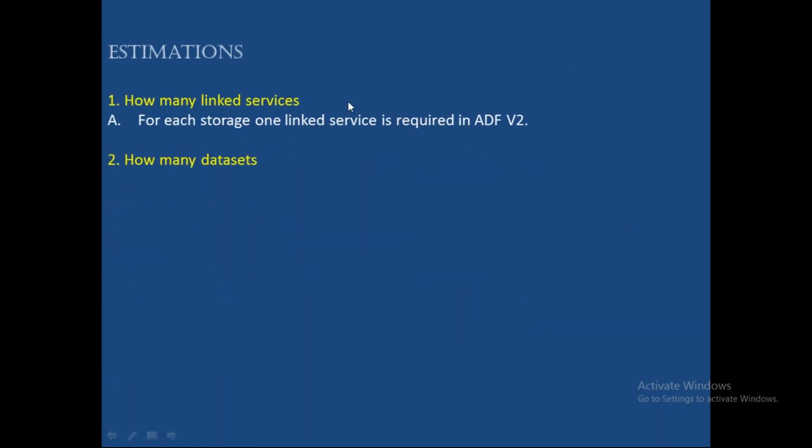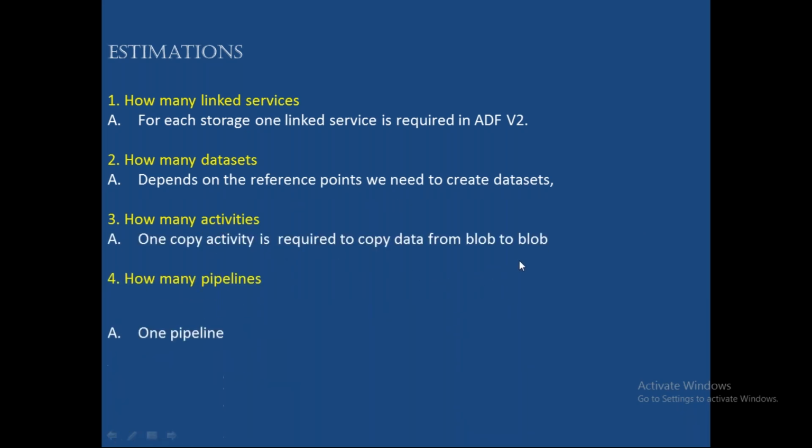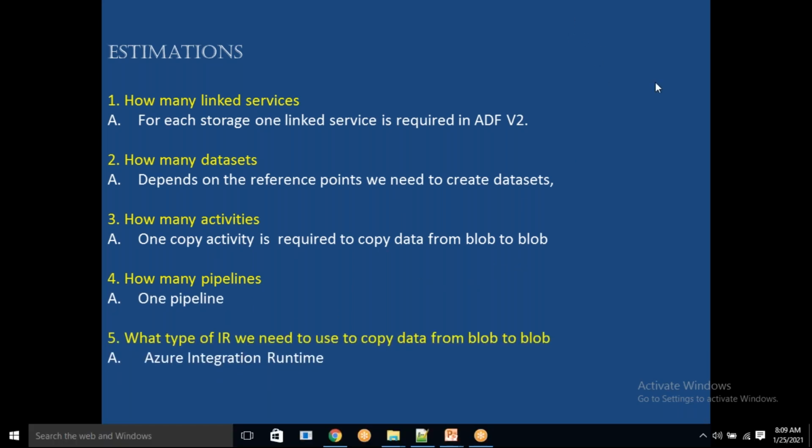For this scenario, we need to create one linked service for each storage. Depending on the reference points, we need to create the datasets. For activities, I will use only one copy activity to copy data from blob to blob, in one pipeline. What type of IR do we need to use to copy data from blob to blob? Azure integration runtime. Remember, it's ADF expression language. It's not special, it's the ADF expression language we have used.